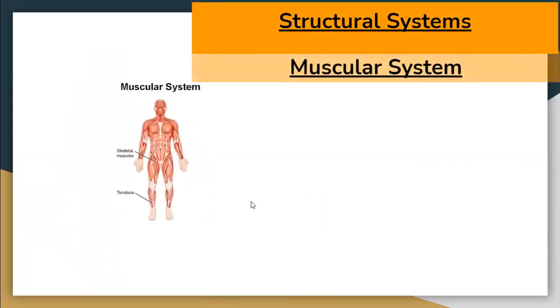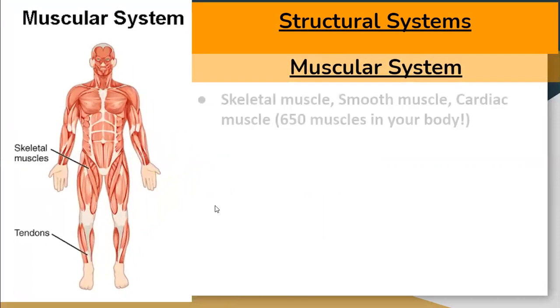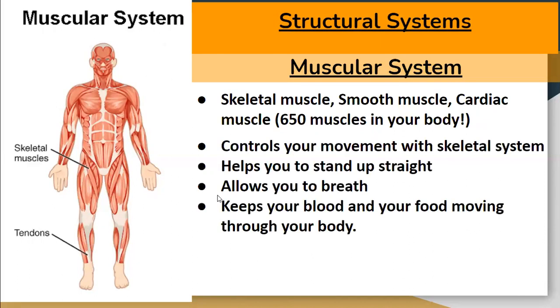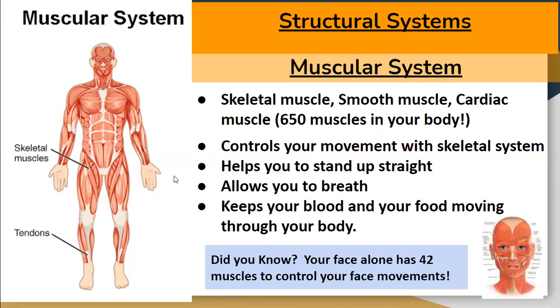Another structural system is the muscular system. And that's the muscle groups in your body. So you have 650 muscles in your body. There are 3 kinds: the skeletal muscles, the smooth muscles, and the cardiac muscle. Cardiac meaning heart. So the muscular system controls your movement with the skeletal system. They work together. It helps you to stand up straight. Your muscular system allows you to breathe, and it keeps your blood and your food moving through your body. Did you know your face alone has 42 muscles to control your face movements? On the right, there are all the different names of the muscles in your face.